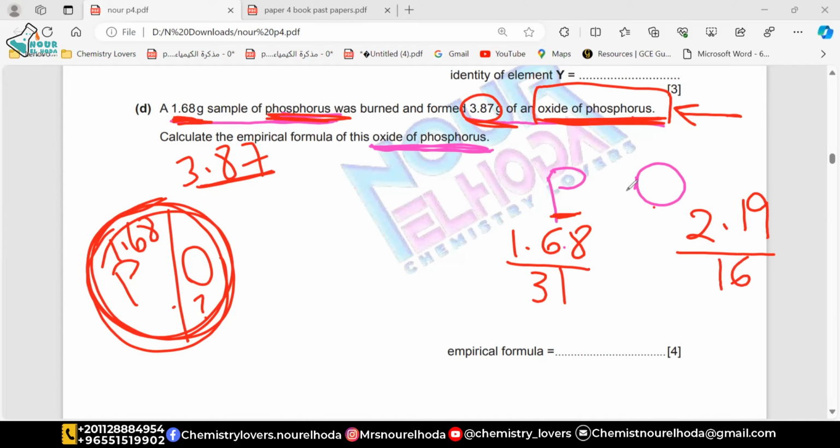So what are the two numbers now if you divide? 0.054 and 0.0137. 0.0 what? 54. Thank you. And here the other one? 0.0137.